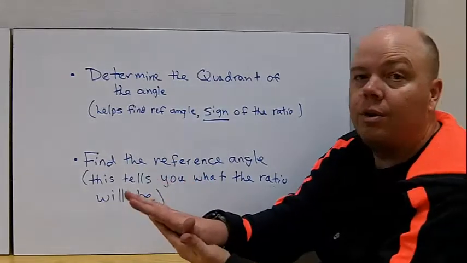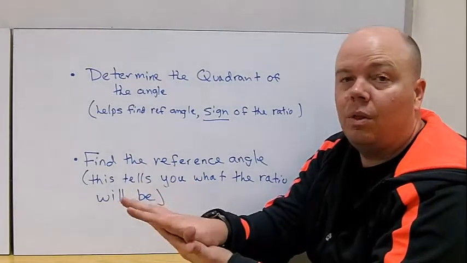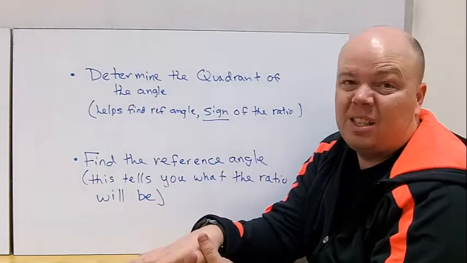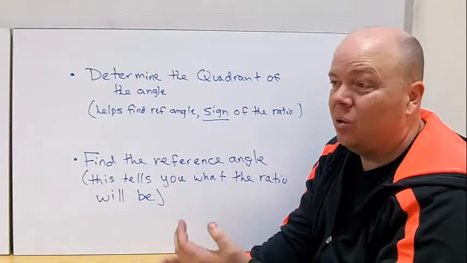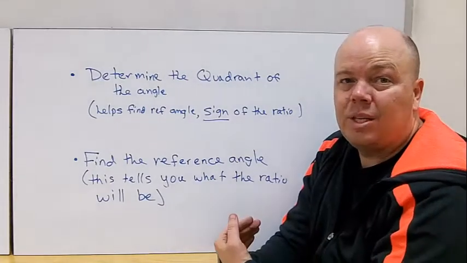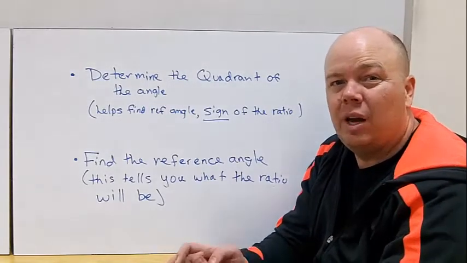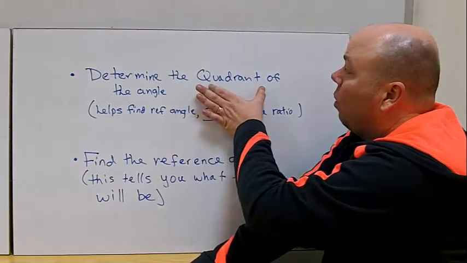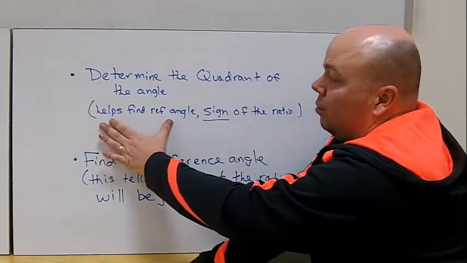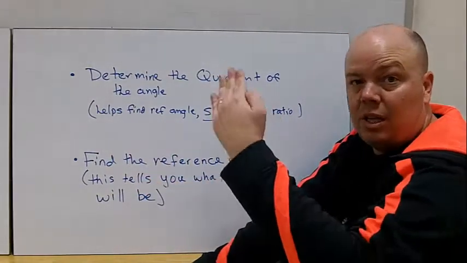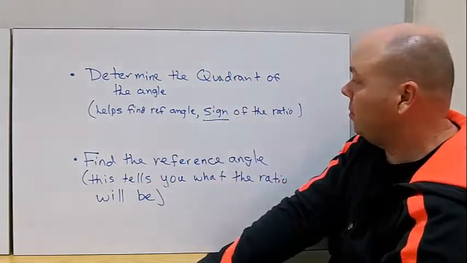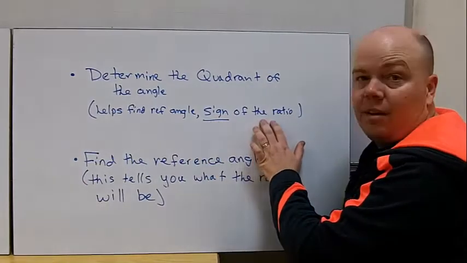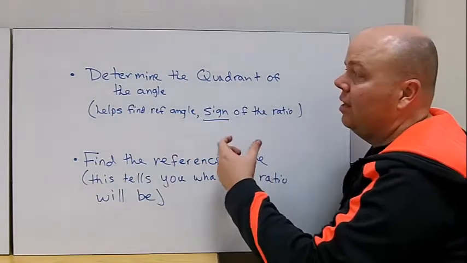Remember, if it's in quadrant 2, it's 180 minus theta. If it's in quadrant 3, it's theta minus 180. If it's in quadrant 4, then it's 360 minus theta. So you have to remember that from before. If you find what quadrant your angle is in, then that helps you find the reference angle, the angle in the first quadrant. Okay? And it also helps you determine the sign of the ratio, if it'll be positive or negative.